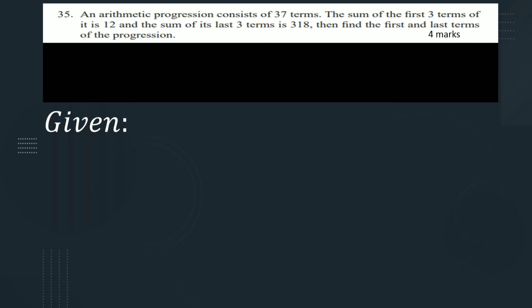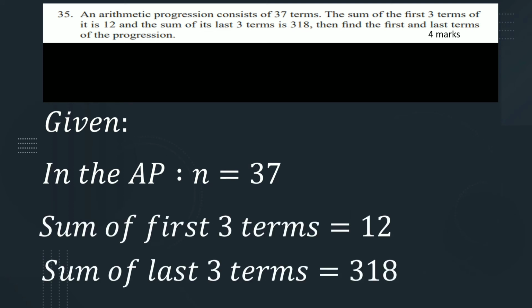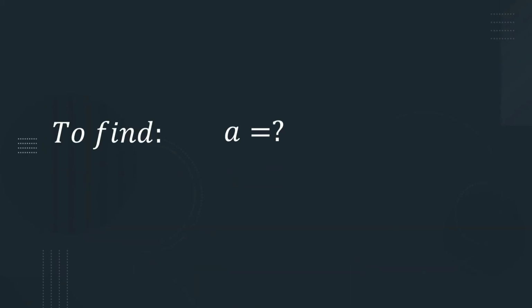An arithmetic progression consists of 37 terms. The sum of the first 3 terms is 12 and the sum of the last 3 terms is 318. Then find the first and last terms of the progression. That means we have to find the first term a and the 37th term a37. This is a 4 marks question. Given an AP, n is 37, sum of first 3 terms is 12, sum of last 3 terms is 318.